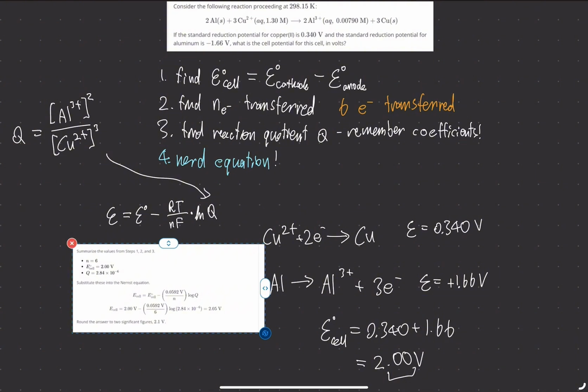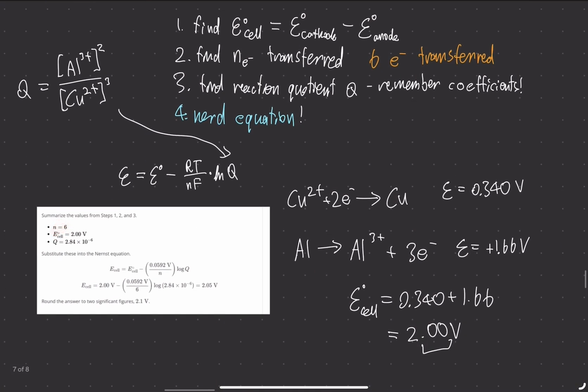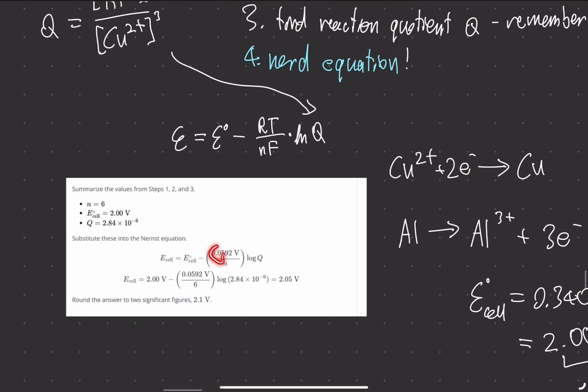And look at this answer key. We have 6 electrons transferred. The standard cell potential is 2 volts, and Q is this number. And look, where did they get this number from? Well, it's just this number here. But there's some random algebra happening here because the natural log became a log. So don't worry about that. Just plug all the information in this equation and you should get the same answer, like 2.05. And if you follow sig-fig rules, that's 2.1 volts.